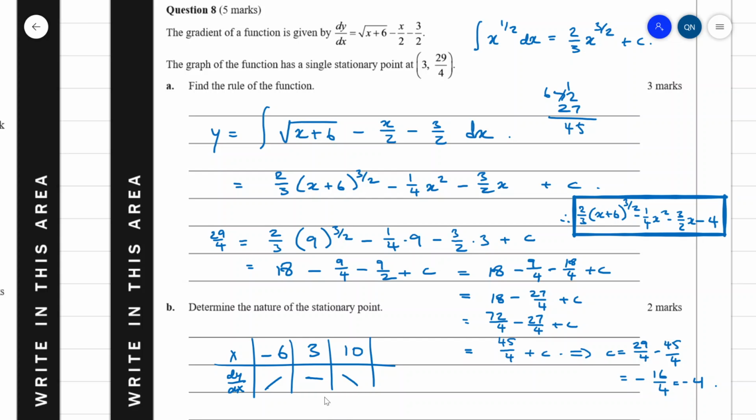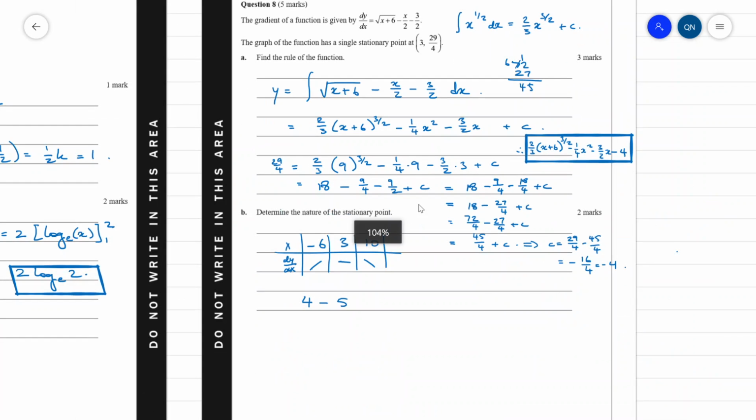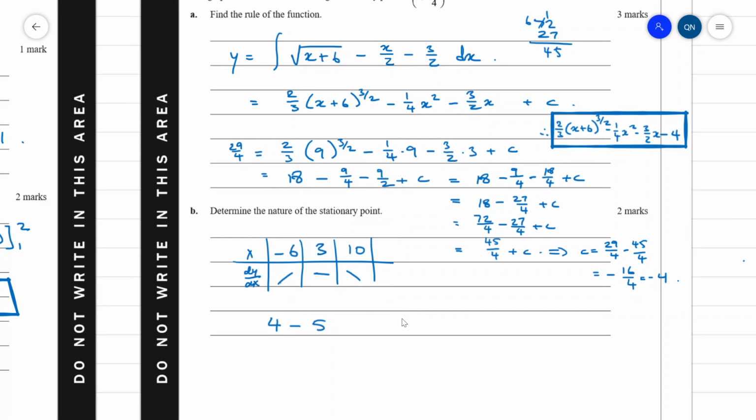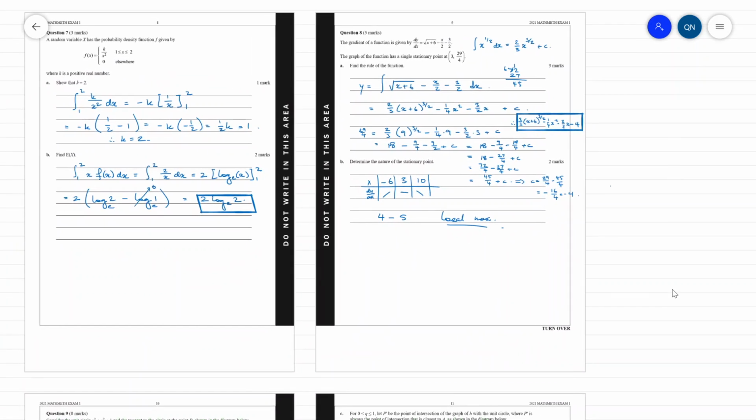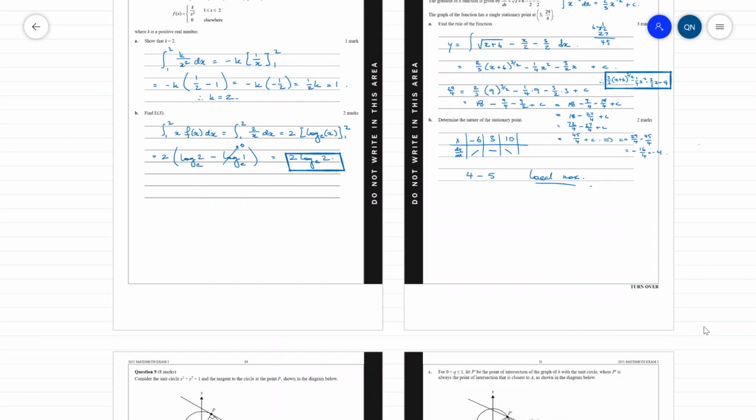So we don't even have to check that. It's just going to be a negative gradient. So yeah, local maximum. You probably need to show a bit more working out than that, but I'm too lazy to do that, so I'll just leave it like that.